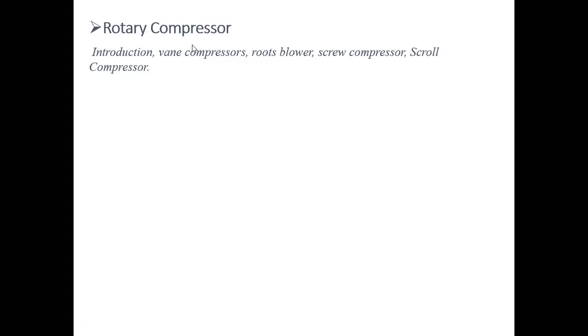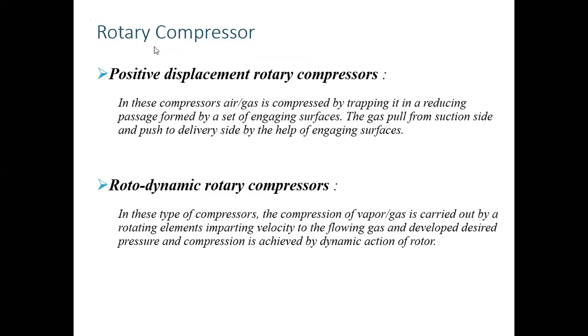It is also one type of positive displacement compressor. In the rotary compressor, we will first see the introduction, then the different types of compressors: the vane compressor, the Roots compressor, also called a Roots blower, the screw compressor, and the scroll compressor. These are the four compressors that we have to study in today's lecture. Basically, rotary compressors are of two types. In our syllabus, we have to discuss only the positive displacement compressor.